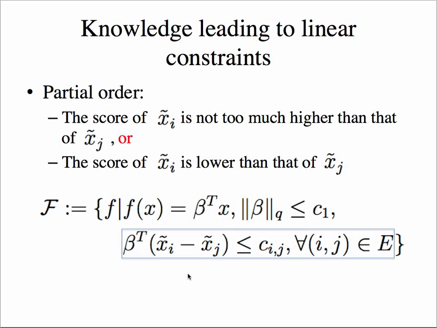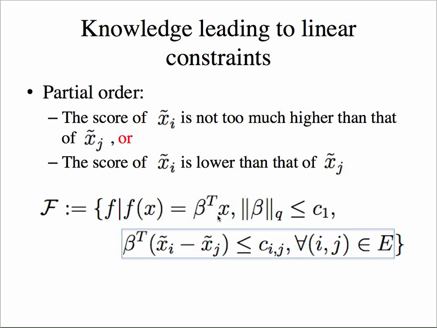The first example that I want to motivate is the setting where we may have partial order knowledge. Let's say we have knowledge that the score of unlabeled example i is not too much higher than the score of unlabeled example j. We could also have the opposite information, which is that the score of the unlabeled example i is lower than the score of unlabeled example j. In either of these cases, we can represent our function class in the following manner.